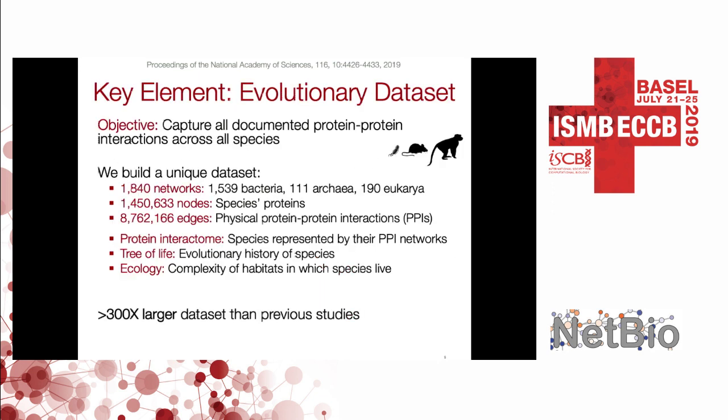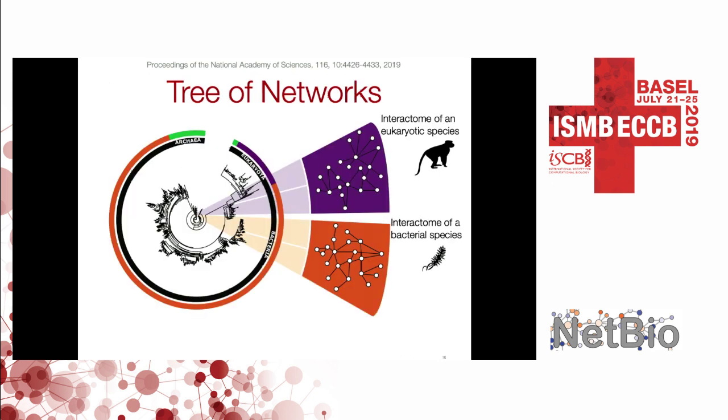And the first key element here is to have a high-quality data set that we can construct based on the data that is currently available. For that, we built a data set on species-specific protein interaction networks, where we primarily relied on the wonderful resource provided by STRING and other consortia, and integrated that with information on the evolutionary history of species and the complexity of habitats in which species live. The way you can think of this data is as a large tree of networks.